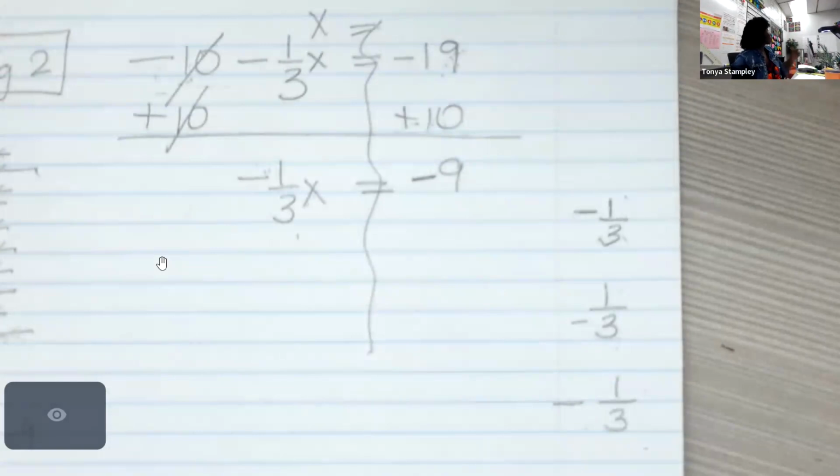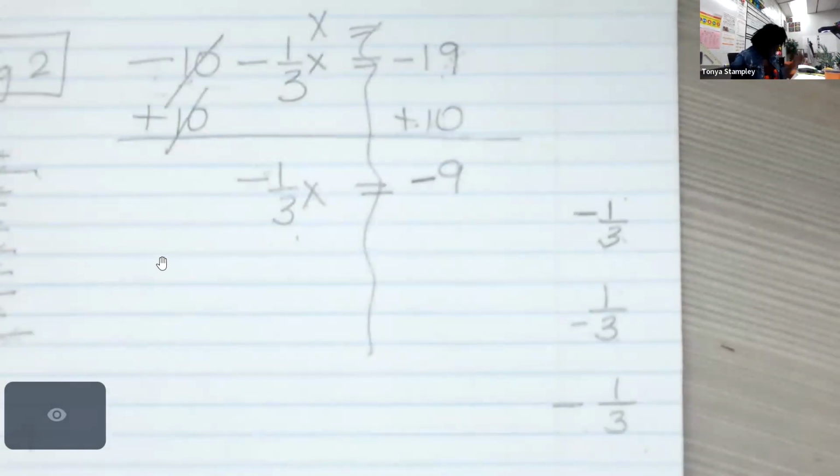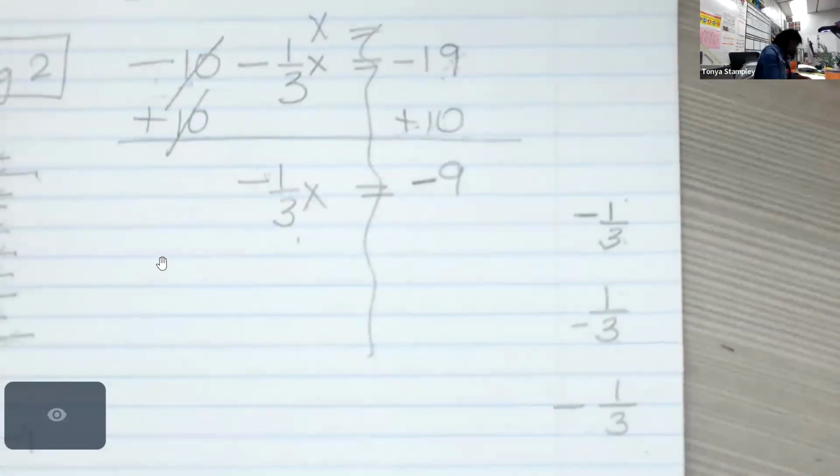How do we divide by a fraction? Multiply by its reciprocal. What's the reciprocal of -1/3?